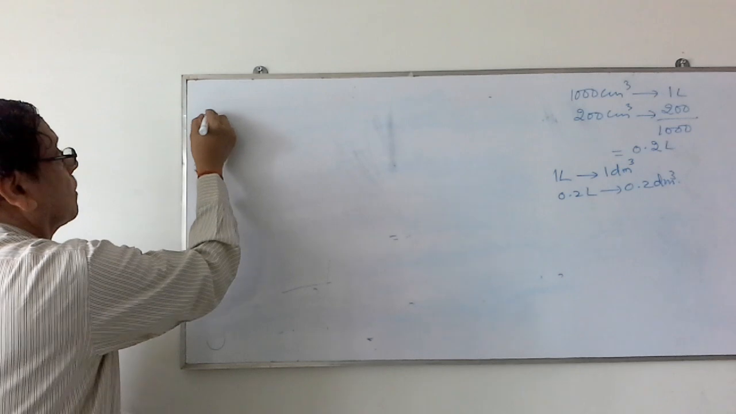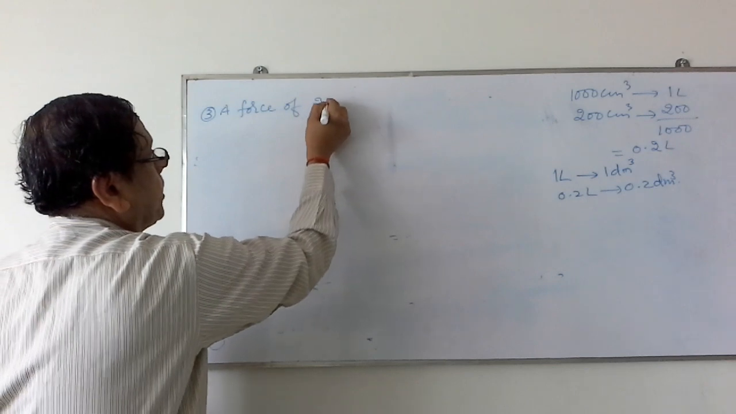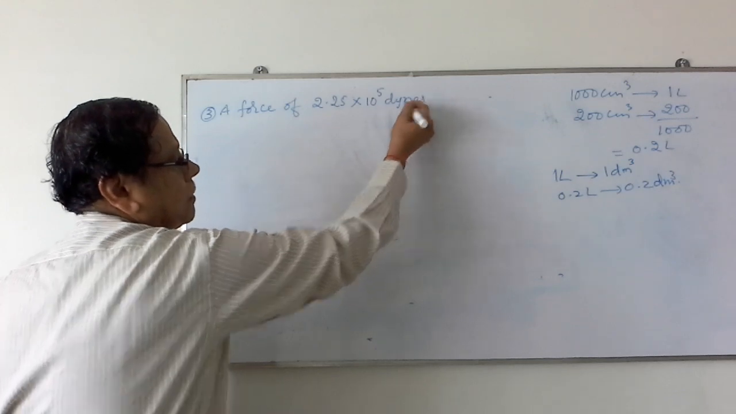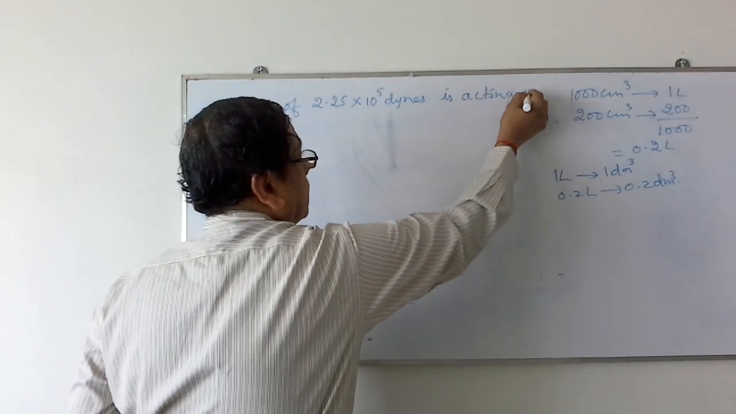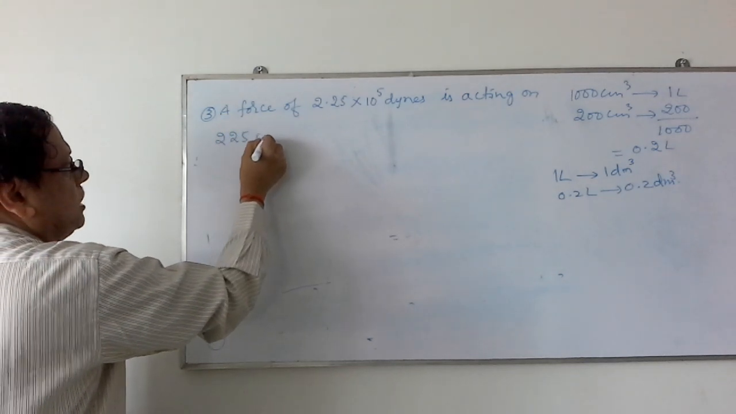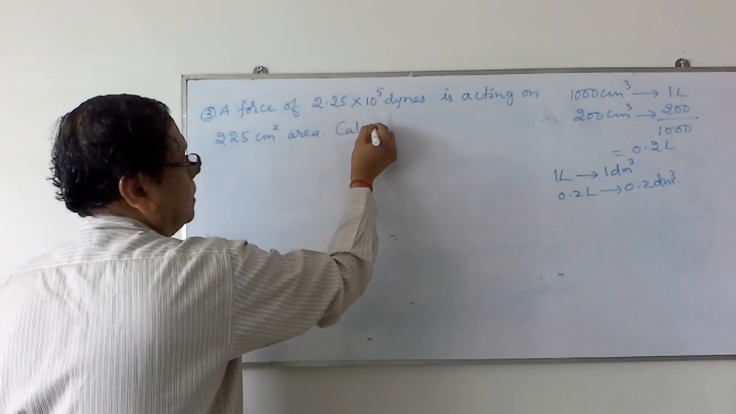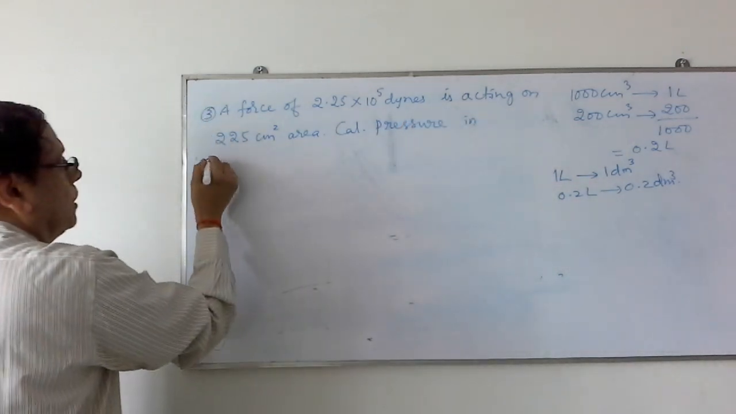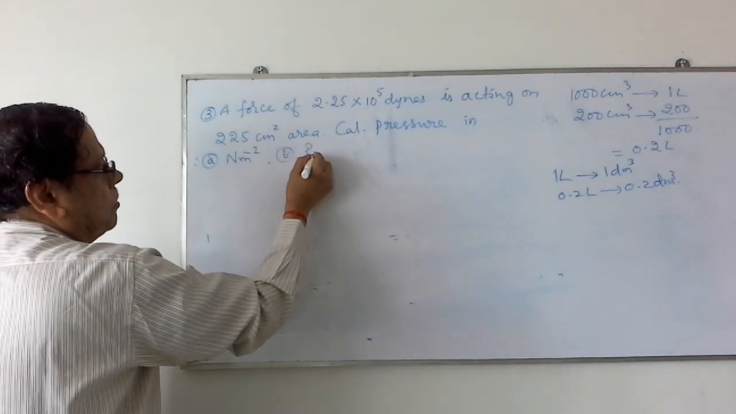A force of 2.25 into 10 to the power 5 dynes is acting on 225 cm square area. Calculate pressure in A, Newton per meter square, B, pascals.